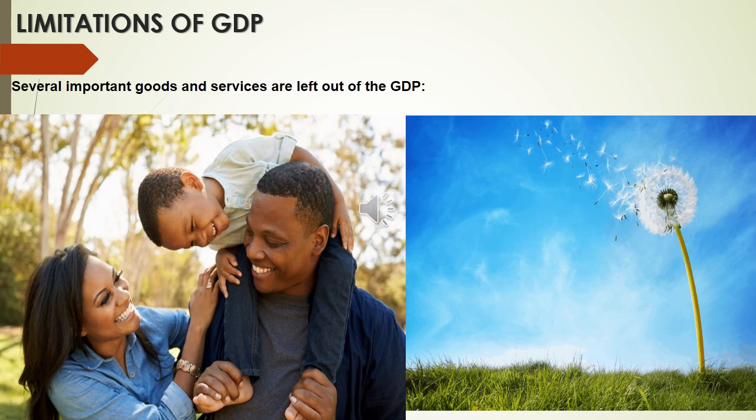Our parents are going to a job, so they earn income. But some of our family members are at home, helping us, providing a lot of help to us. Those services are not included. That is a great mistake. While collecting GDP, these services are not included. So that is a limit.